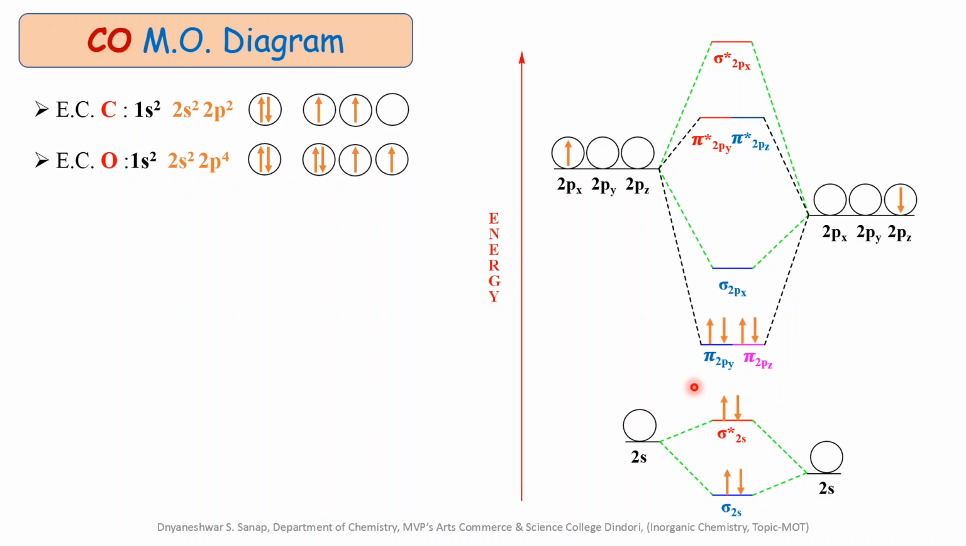The remaining two electrons come to the sigma 2px bonding molecular orbital one by one, and there is complete filling of electrons in the bonding and antibonding molecular orbitals. On the basis of this molecular orbital diagram, we come to the conclusion of writing the electronic configuration for the molecular orbitals in the increasing order of energy.